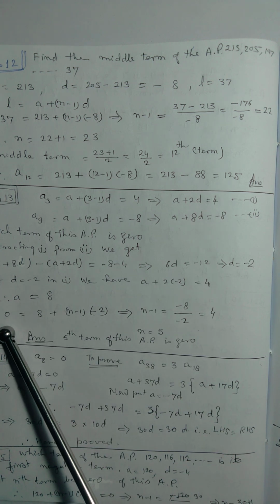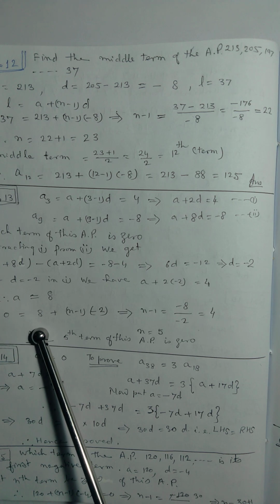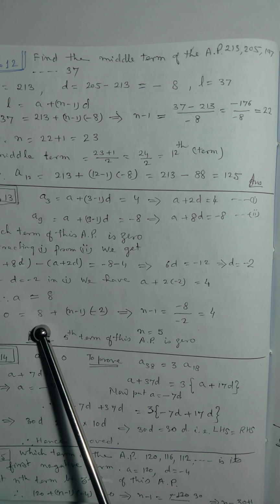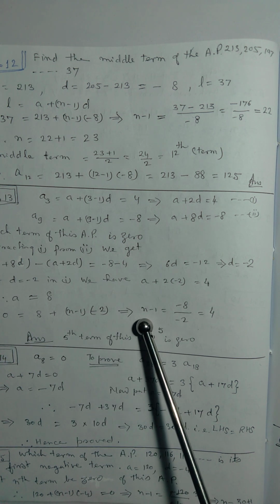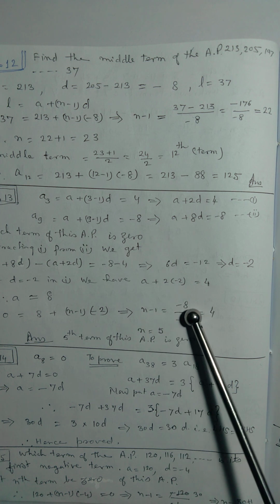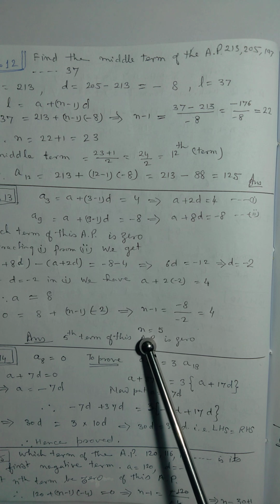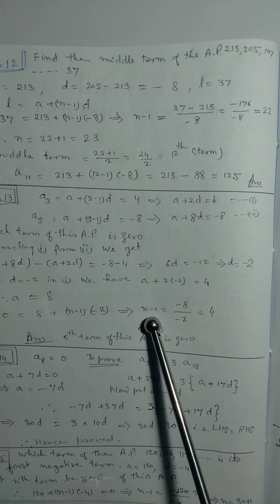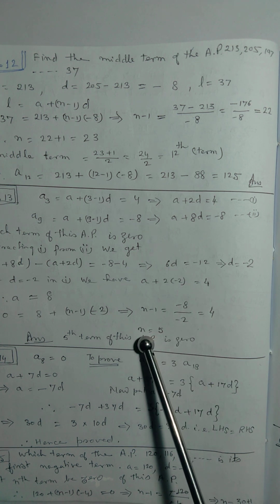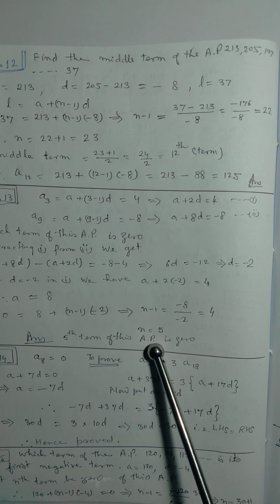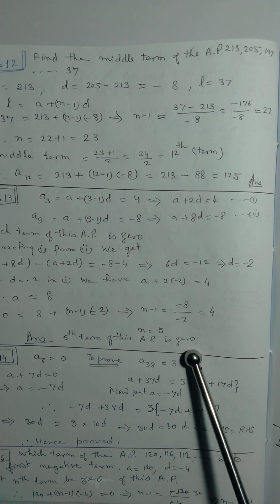So when the term is 0, we have 0 equal to 8 plus n minus 1 into minus 2. So n minus 1 will be equal to minus 8 upon minus 2, that is 4. Now transpose this minus 1, so it will be added to the 4. Sorry, n is equal to 5. So the fifth term of this AP is 0.